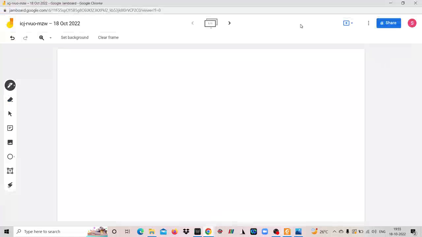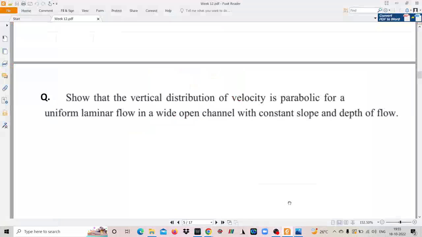Now, what is a wide open channel? Can you tell me what is a wide open channel? A wide open channel is one where the width of the channel is very large compared to the depth. Yeah, the width of the channel is much greater than the depth of the channel.